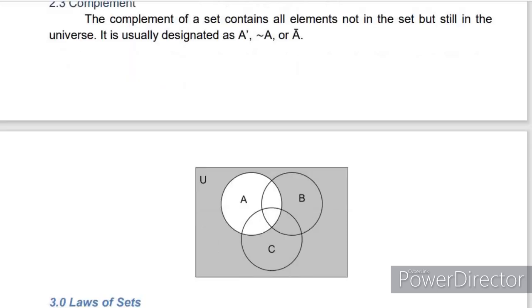For its illustration of the Venn diagram, the complement of set A should be like this. We will shade all the areas that are not involving the area of A, because we are referring to all the elements that are not inside set A.